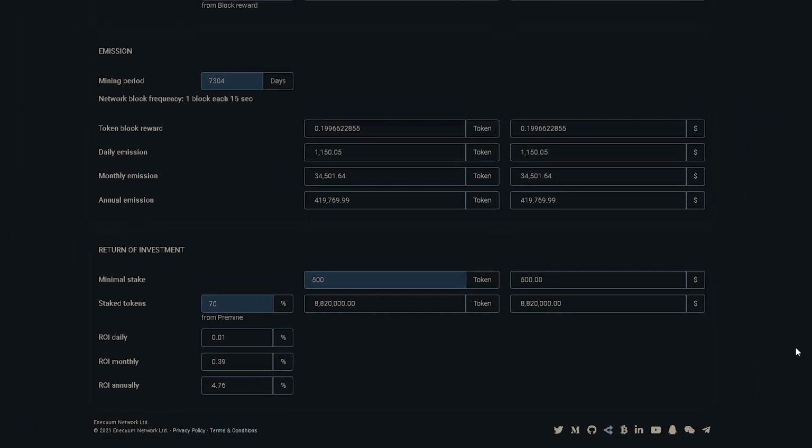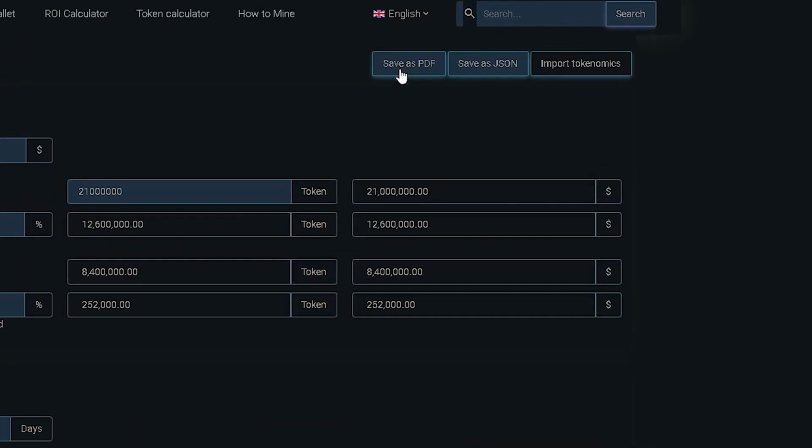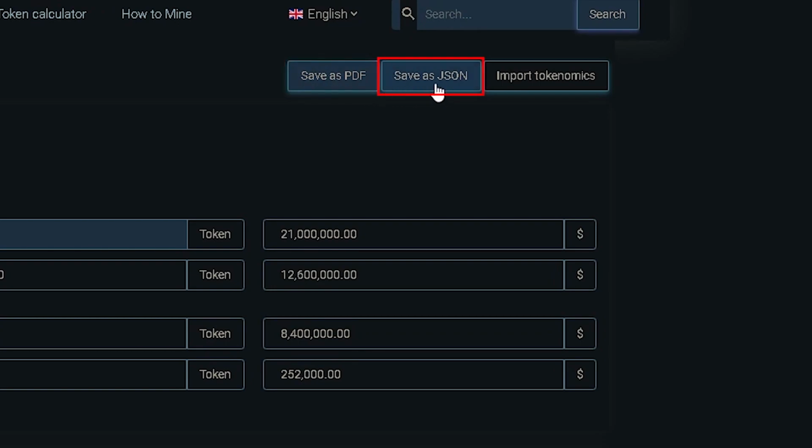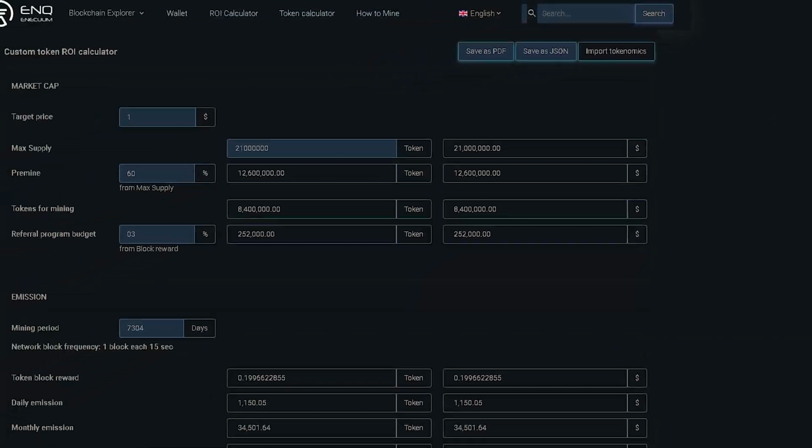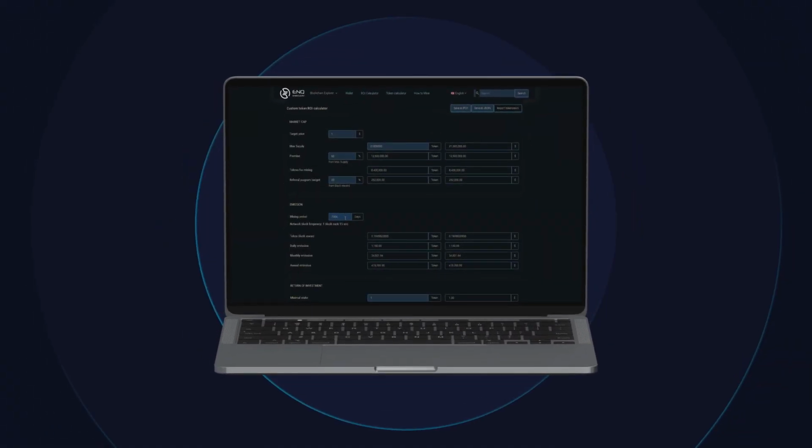Look carefully at the data. If you're happy with it, you can save the calculations to JSON or PDF so you don't lose them. Also, you can import the tokenomics from the saves before. All of this can be viewed on laptop and smartphone.